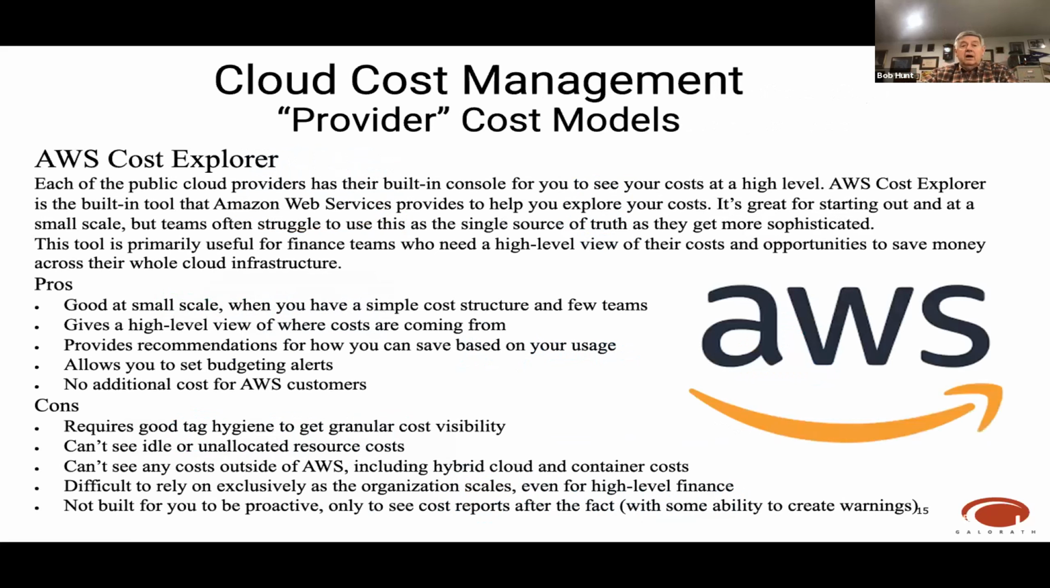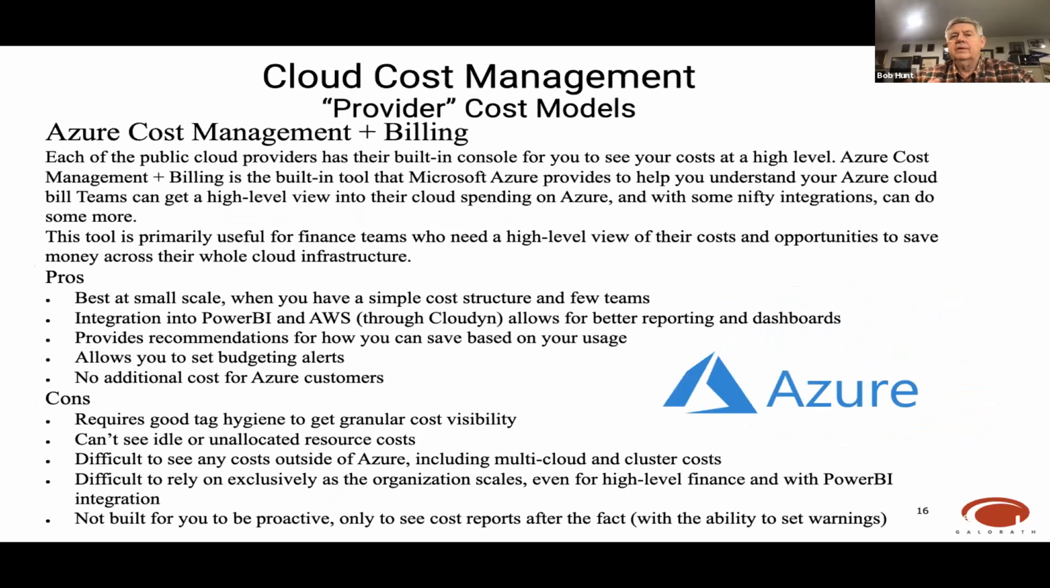Amazon Web Services, like each of the public cloud providers, has a built-in console. The pro is that it's good for small scales when you have a relatively simple function and a few teams. The con is that it does require good tag hygiene to figure out what you're paying for and what's being monitored and not monitored. It's not built for you to be proactive. It's only built for you to see the cost reports. The next one I talk about is Azure, but these commercial models have the same issues, just slightly different interfaces. They are telling you the cost to procure the resource and the monthly, weekly, or annual maintenance fee associated with those resources. Again, you have to know what you are buying or not buying in the process.